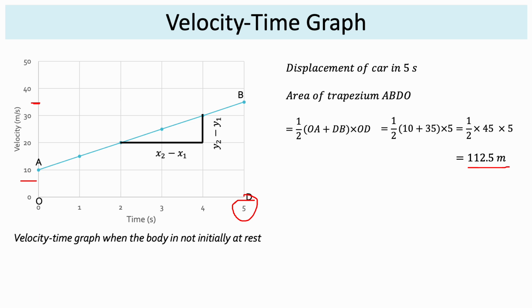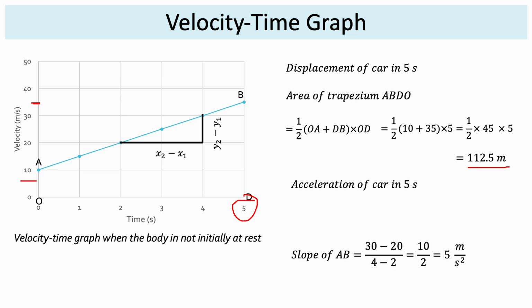Now let's find the slope. Slope gives us the acceleration. Acceleration of car in 5 seconds. Slope of AB is y2 minus y1 divided by x2 minus x1. Here y2 is 30, y1 is 20, x2 is 4 and x1 is 2.